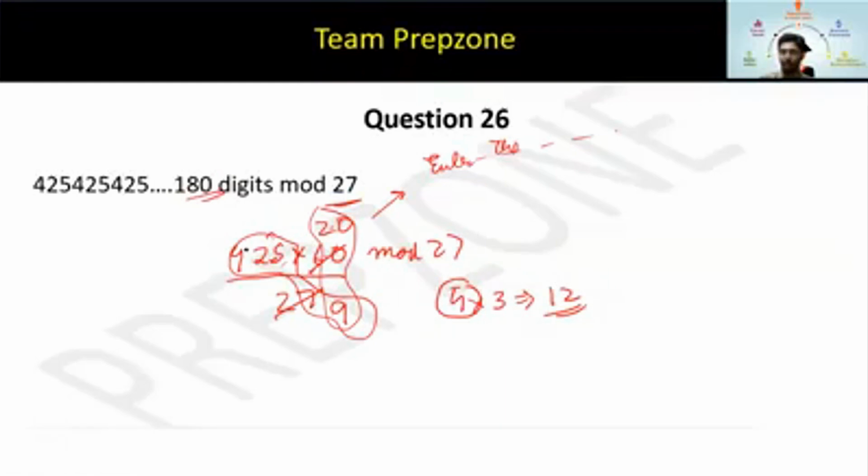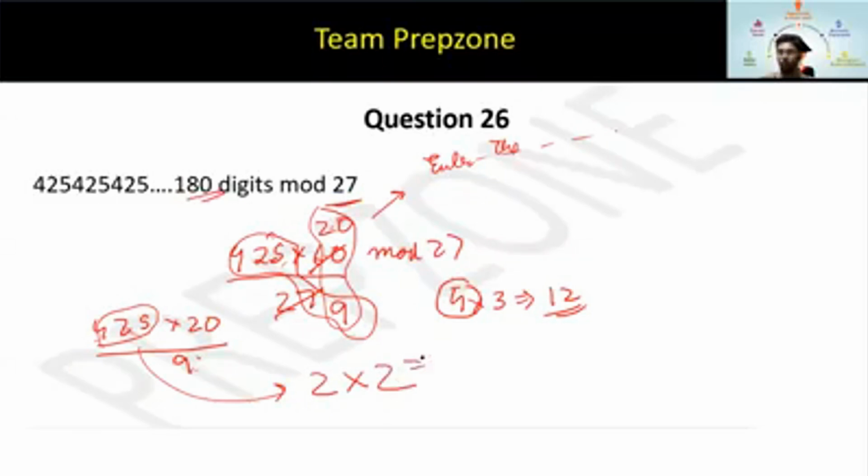See how to solve it separately. This is 425 into 20 divided by 9. Okay. What is 425 divided by 9? 5 plus 4 is 9, plus 2 is 11. 11 divided by 9 leaves 2. Hence this is 2 into 20 mod 9, which is 2 into 2, that is 4. Because I have divided it by 3, 4 into 3 is 12. Okay.